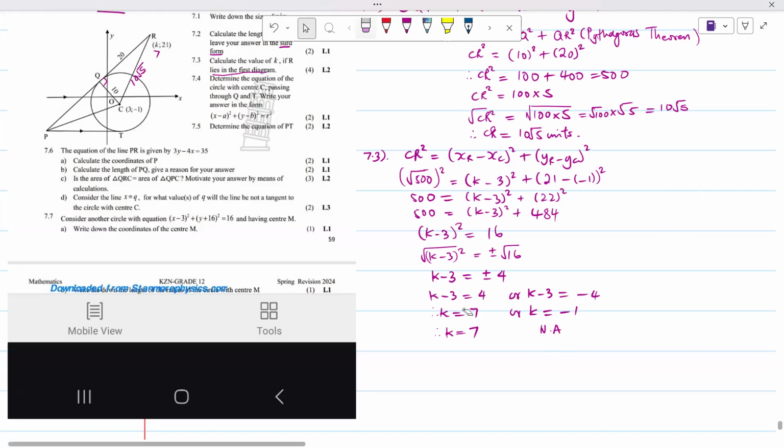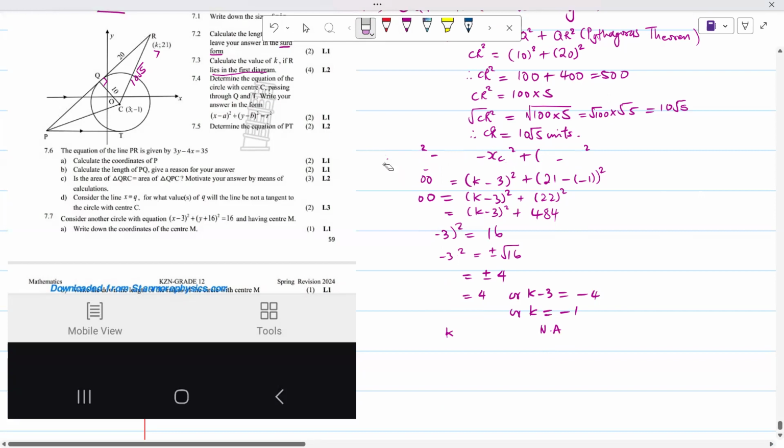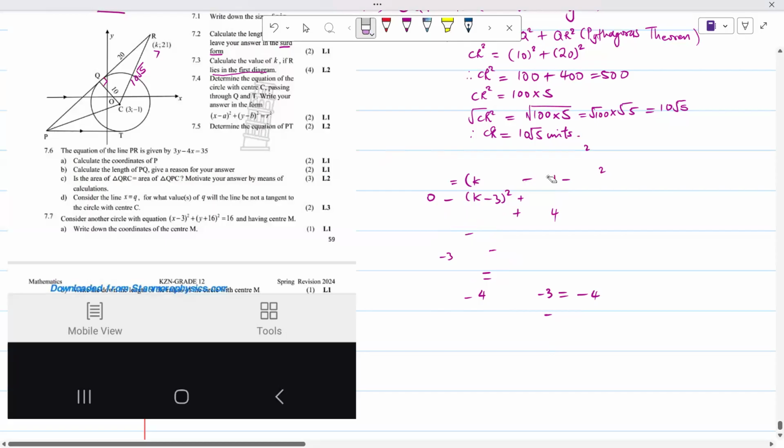Let me clear some space here. Must I clear the space or what? Let me clear the space. I'm clearing the space here to do the next question.